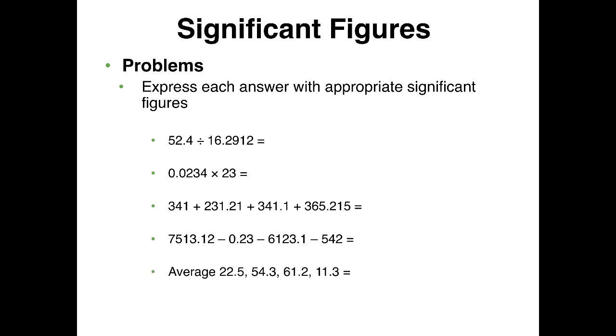Here, let's take this average. 22.4 plus 54.3 plus 61.2 plus 11.3 divided by, there are 4 of them there. The calculator reads 37.325. You have 3 significant figures in each of these, so the answer should be to 3 significant figures. So the answer is 37.325 rounded down to 37.3. The answer is 37.3.